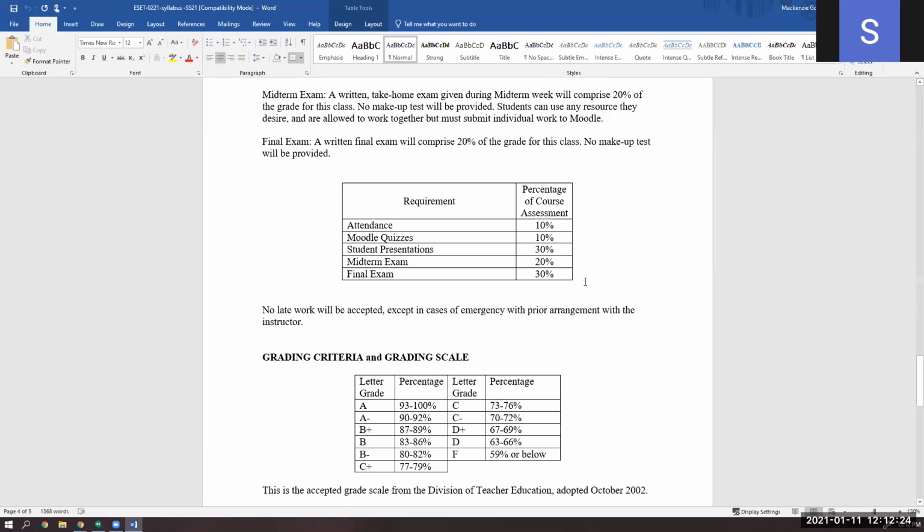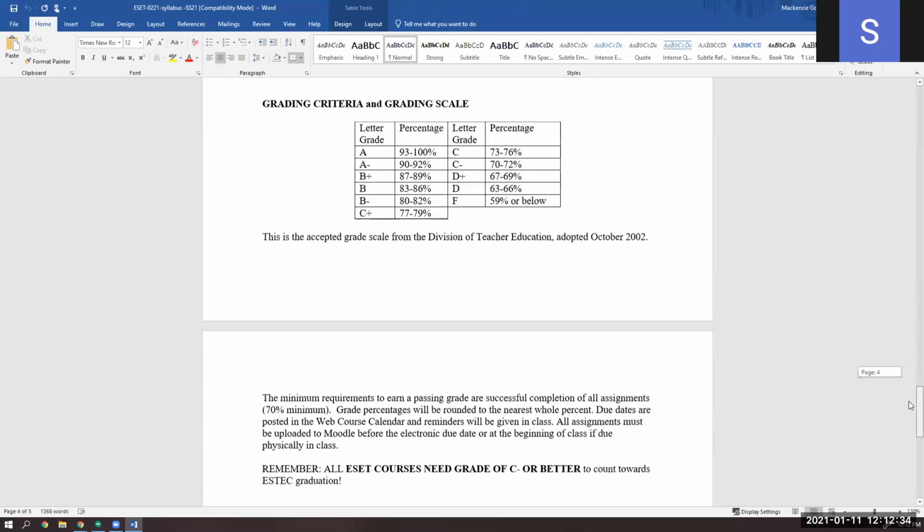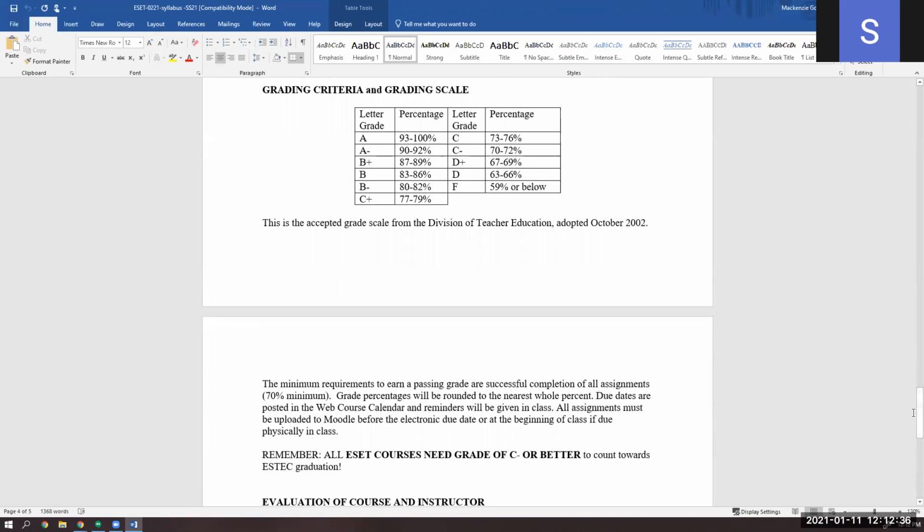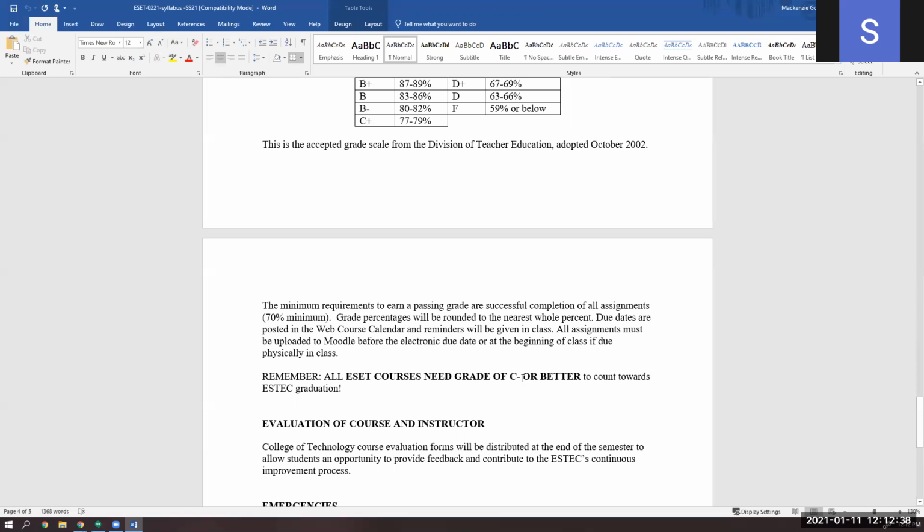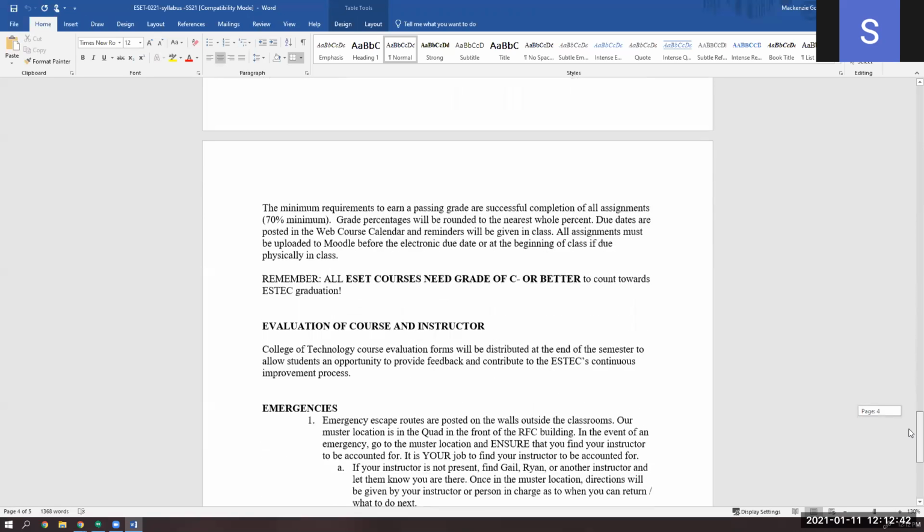We will do the midterm in class. You can have a one-sided crib sheet. And then, of course, the final will be online during finals week. And I use the standard grading scheme. You do have to have a C- in this class to graduate as tech.